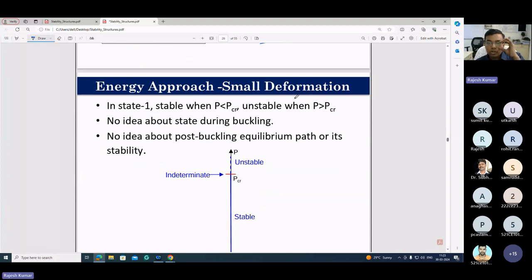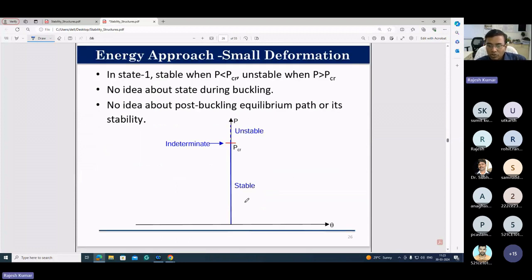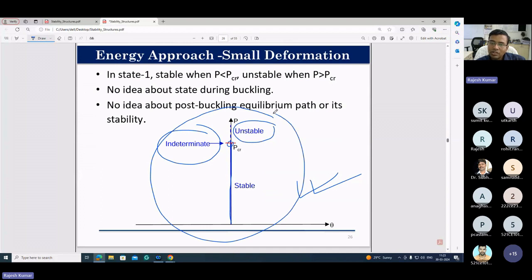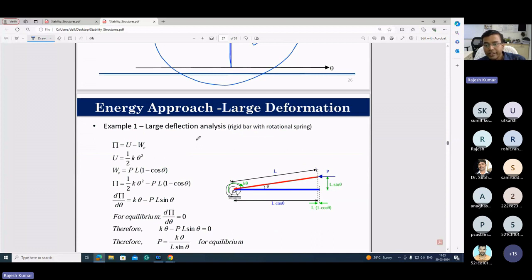Energy approach, small deformations. This is stable up to the bifurcation point, exactly at the bifurcation it is intermediate, and after that it is unstable. According to the small deformation theory, you are able to conclude these diagrams. Stable, intermediate, unstable. Stable means del square pi by del theta square is greater than 0, exactly at PCR it is 0, and it is unstable when P is greater than PCR, where del square pi by del theta square is less than 0. Okay, so now the second example.